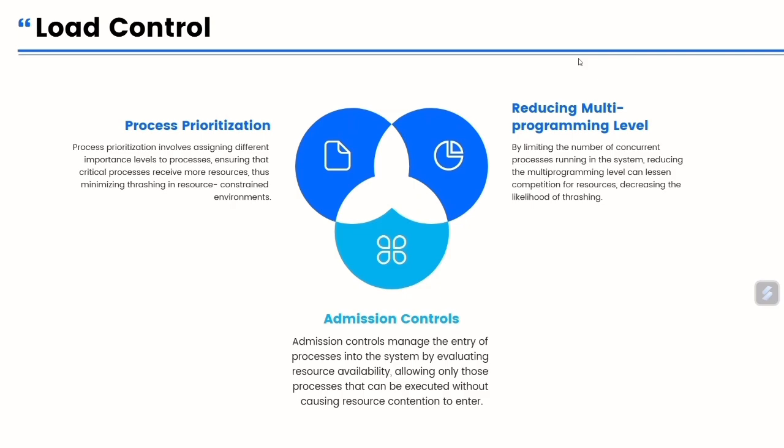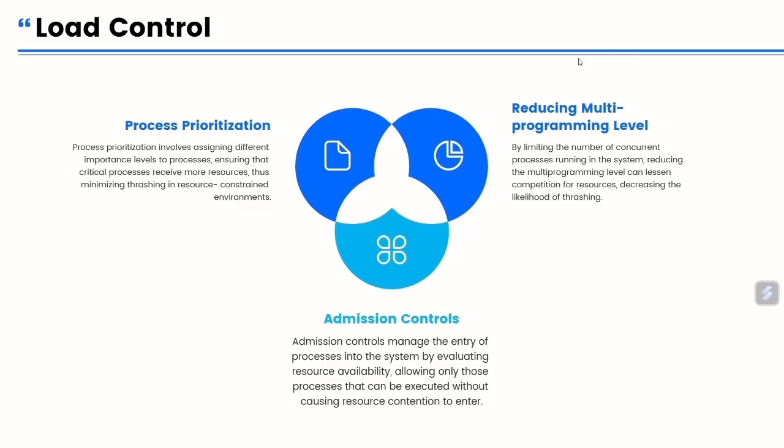Load control. First, process prioritization. Process prioritization involves assigning different importance levels to processes, ensuring that critical processes receive more resources, thus minimizing thrashing in resource-constrained environments. Second, reducing multiprogramming level. By limiting the number of concurrent processes running in the system, reducing the multiprogramming level can lessen competition for resources, decreasing the likelihood of thrashing.